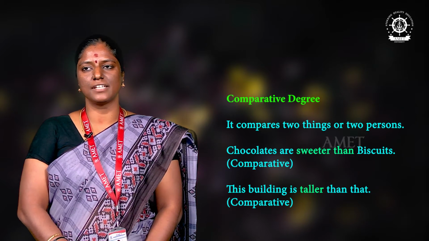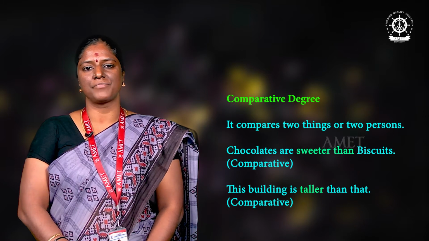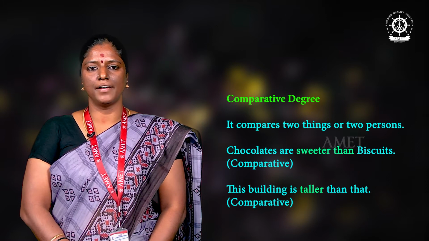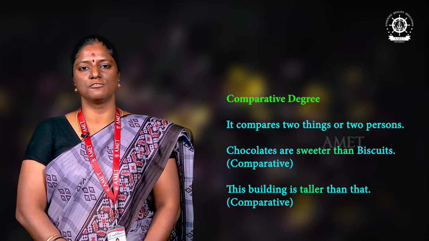Okay, it compares two things or two persons. Let's see an example for that. Chocolates are sweeter than biscuits. For comparative degree, we are talking about or comparing two things or two persons.